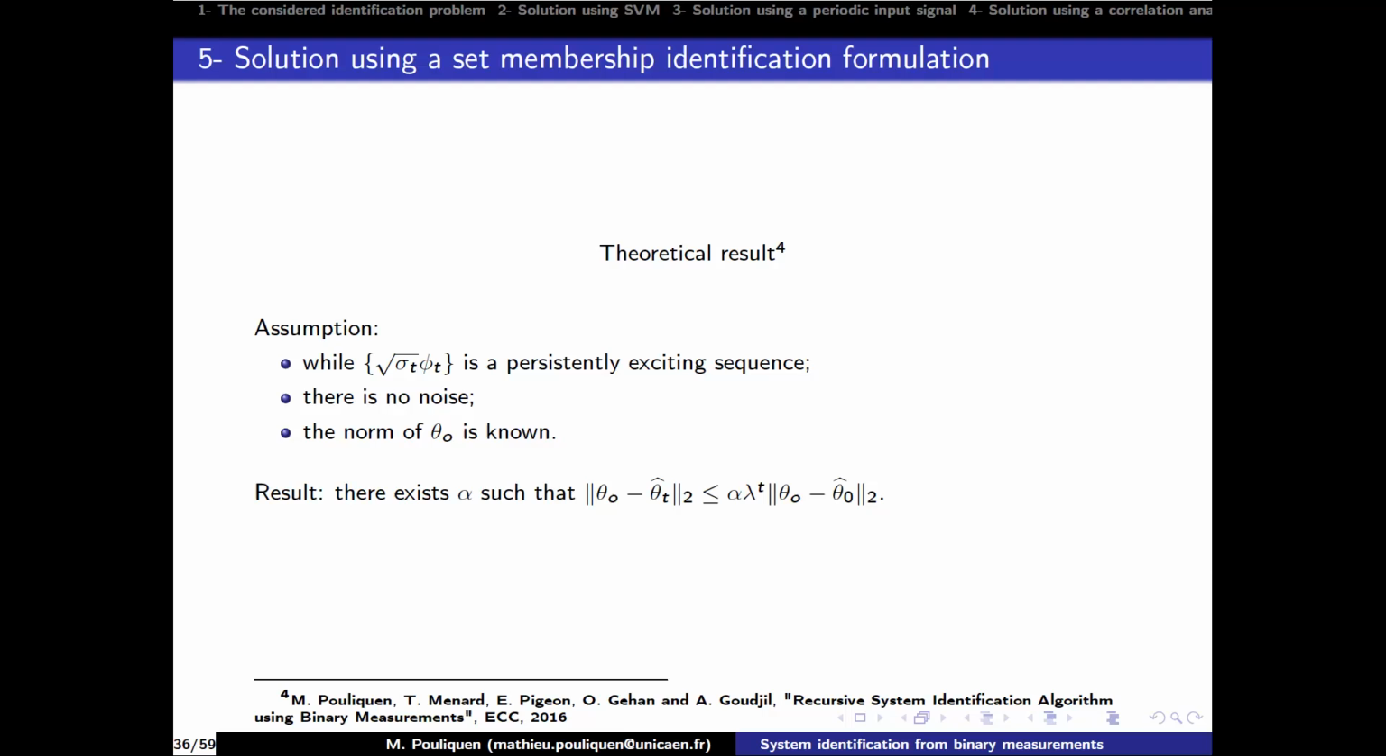Less interesting than the previous result, but if we have a persistent excitation, there is no noise in this solution. In the principle of the solution, there is no noise. Then you can have this asymptotic convergence.